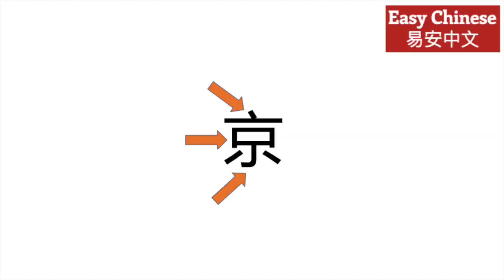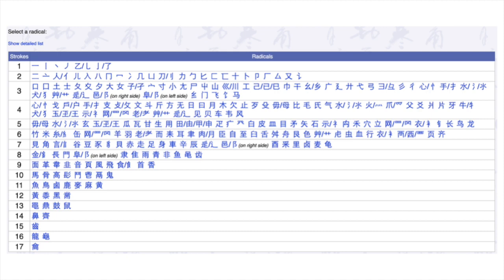If we go back to our character, we have to work out which part is the radical. Sometimes it's easy to tell, but sometimes it's just a matter of trial and error. I will look through the radical dictionary and find the different parts of the character. There are 3 different options. There's an option that has 2 strokes, and then there are 2 options with 3 strokes. I'll try the one with 2 strokes.